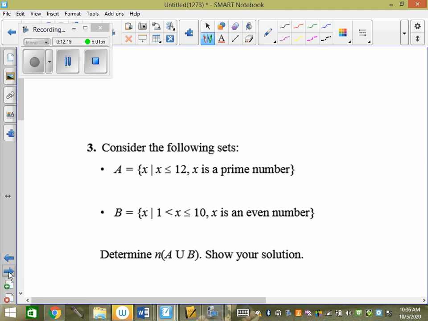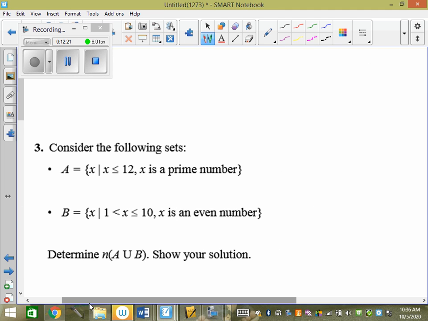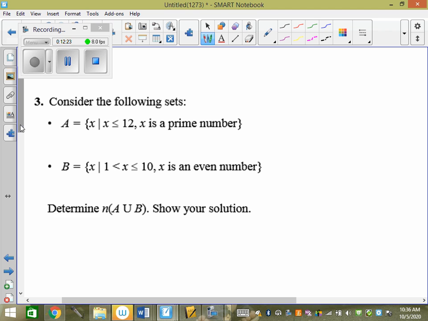Okay. Why would I give this question? Consider the following sets. X is less than or equal to 12. X is a prime number. Why would I give this? What word is here? Prime number. What is the first prime number?